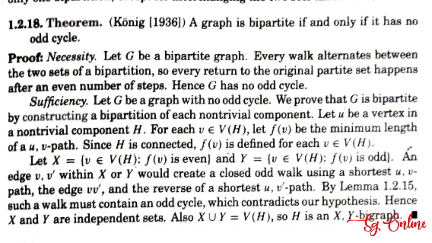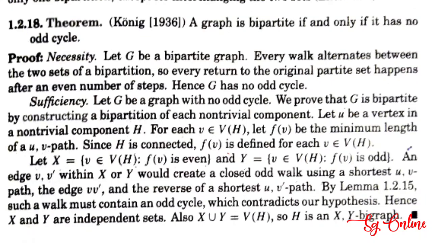Now, since the component is connected, for every vertex v there is a path from u to that vertex, so it belongs either to x or to y, and so it becomes a partition of the vertex set. There is no chance of any common vertex between them, because the distance is either even or odd, it cannot be both. So this makes the partition of the vertex set.